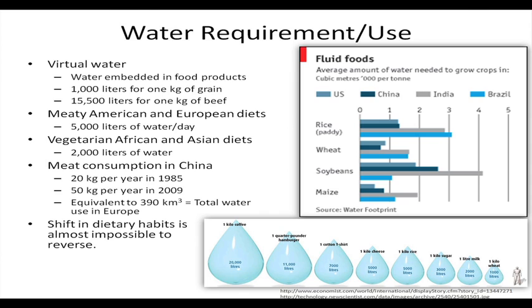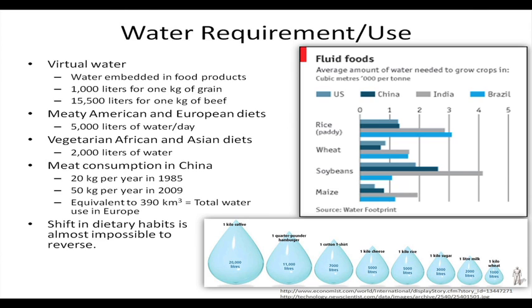So that leads to around 390 cubic kilometers of extra water requirement, and that is equivalent to the total water used in Europe. So think about that. A shift in dietary habit is also impossible to reverse, so more and more water will be required in China.